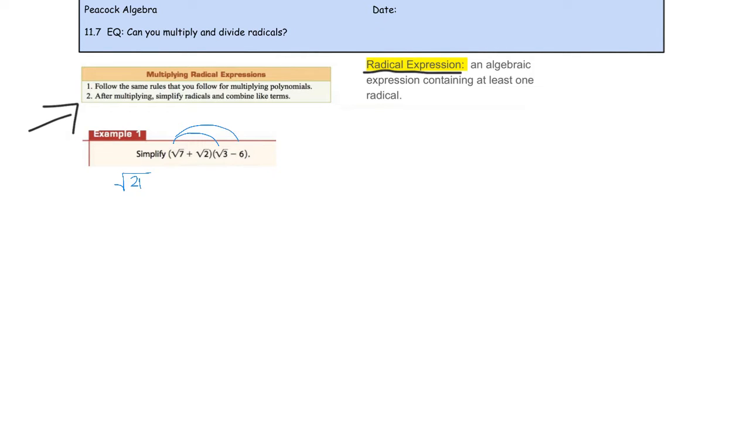Outer, square root of 7 times negative 6, negative 6 square root of 7. Inner, square root of 2 times the square root of 3 is a positive square root of 6. And last, square root of 2 times negative 6 is negative 6 square roots of 2.